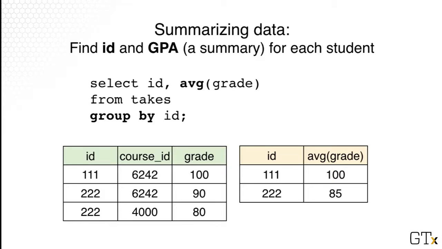So the whole statement would be: I want to select ID, I want to select the average grade from the ticks table, and I want to do this aggregation, the grade aggregation, by ID.